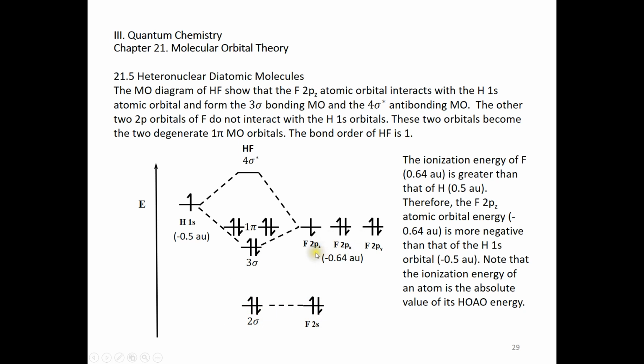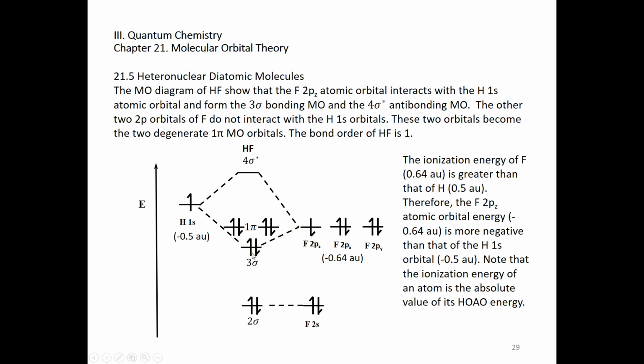The highest occupied atomic orbital energy for fluorine is negative 0.64. So I drew this line lower than the hydrogen 1s orbital, negative 0.5. Now when this and this form a 3 sigma MO, because this energy level is closer to this one, this 3 sigma contains more 2pz orbital of fluorine than hydrogen 1s orbital. Now if we look at this 4 sigma star, it contains more than 50% of hydrogen 1s and less than 50% of fluorine 2pz.